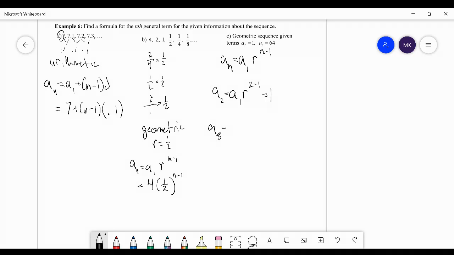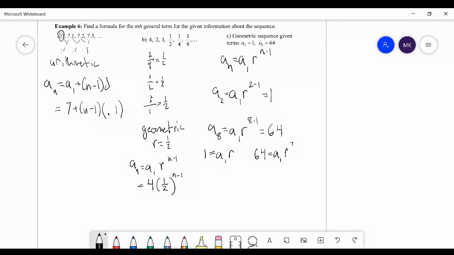And a8 is a1 times r to the 8 minus 1. That's going to be 64. So let's clean up these two equations real quick. The first equation is 1 equals a1 times r to the first, because 2 minus 1 is 1. My second equation is 64 equals a1 times r to the 7th.